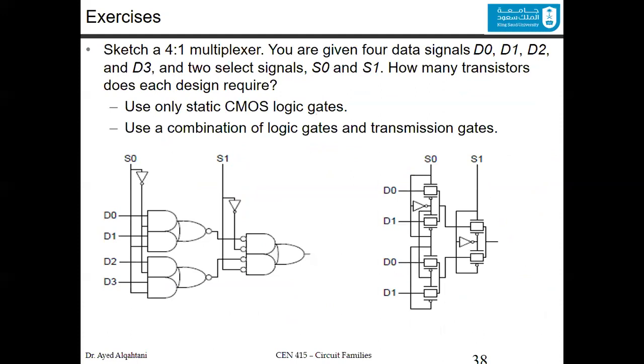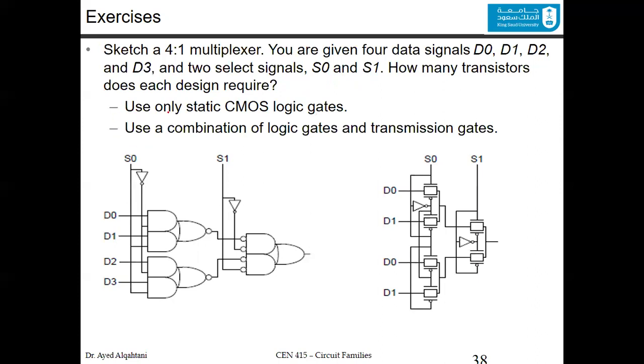So the last exercise is actually an easy one. It's about the pass transistors. It's simply sketch a 4-to-1 multiplexer, and you are given 4 data signals D0, D1, D2, and D3 with 2 selection lines, S0 and S1. How many transistors in each design, if you design it in 2 different ways?